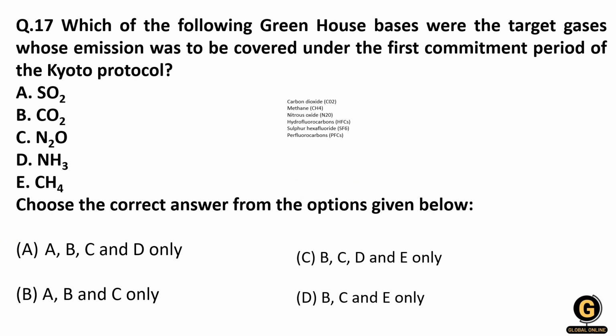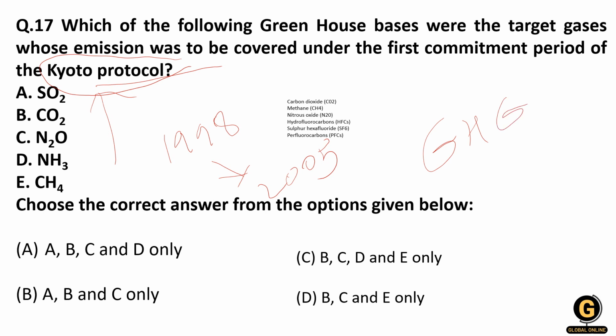Which of the following greenhouse gases were target gases for emission reduction under the first commitment period of the Kyoto Protocol? Remember, the Kyoto Protocol was established in 1998, and it came into effect in 2005. The city where the treaty was signed was Kyoto, Japan, and it talked about reducing the emission of greenhouse gases, right? So what are greenhouse gases? The gases which are responsible for increasing the temperature of the earth.